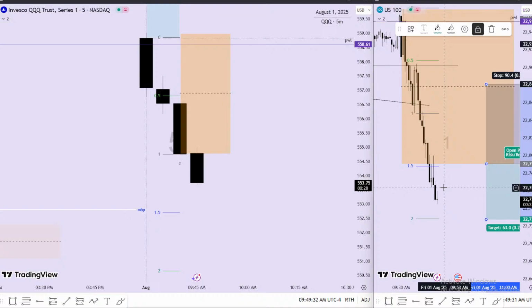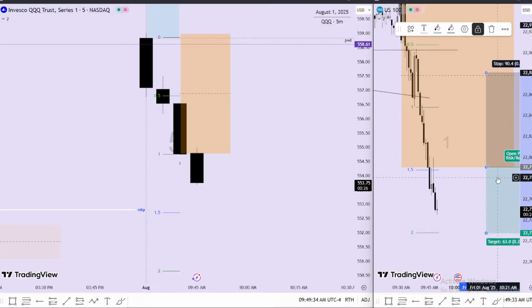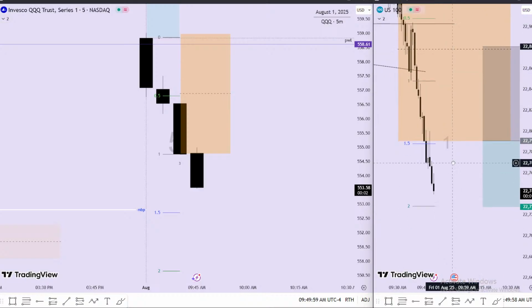It's a negative risk to reward ratio, but this is just an insurance stop. If something like a black swan event happens, then I'm accepting the loss of 90 points. But this is not the real risk. My real risk is if my idea gets invalidated, then I will close the trade.